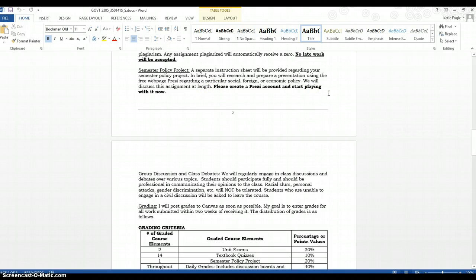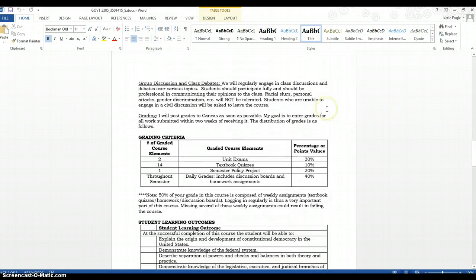If you Google search Prezi or go to www.prezi.com, they have a free account. You do not need to pay for the more advanced account. The free account will be fine. So go in, start playing with it. It's pretty intuitive. I've had very good responses from students who've used it the last several semesters. Go check it out before you start trying to add things in.